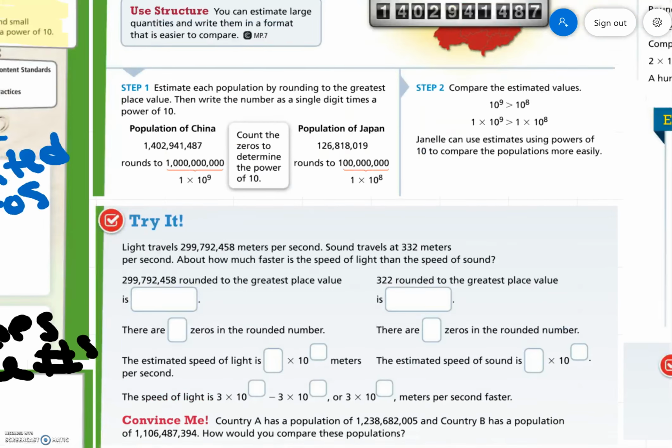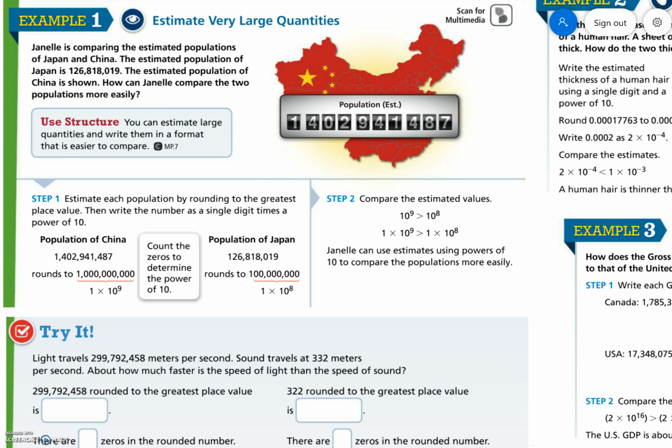Okay, let's do example number 1. Estimate very large quantities. Janelle is comparing the estimated populations of Japan and China. The estimated population of Japan is 126,818,019. The estimated population of China is shown. How can Janelle compare the 2 populations more easily?